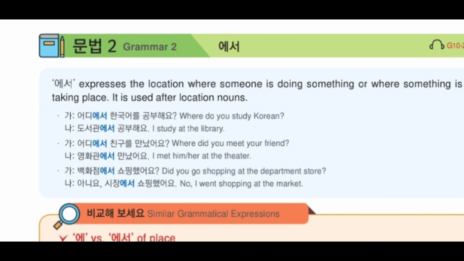One more time. What's the action here? Shopping, you got it. And where is the first place in the question? At the department store. What's that in Korean? 백화점에서. Good. And in the answer, what's the place? At the market. What's that in Korean? 시장에서. Wow, you're doing a great job. Wonderful.